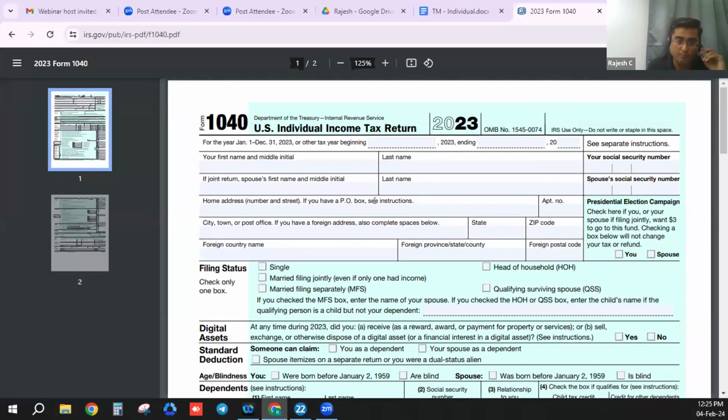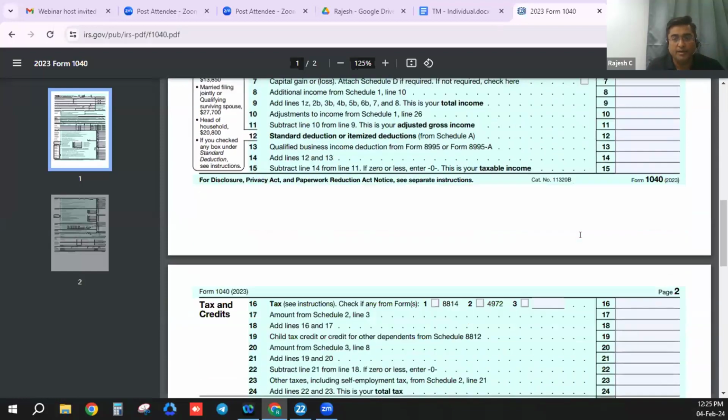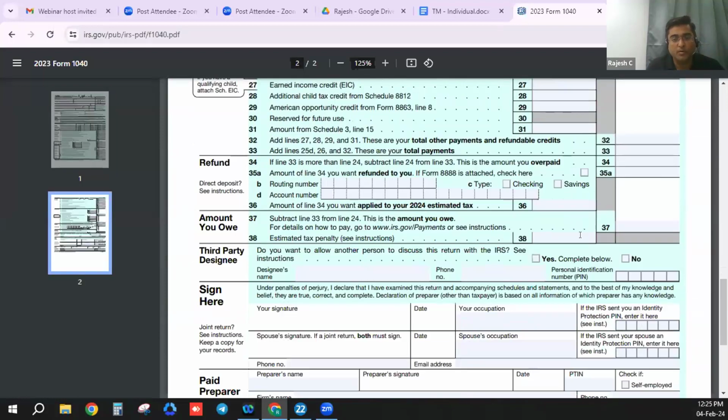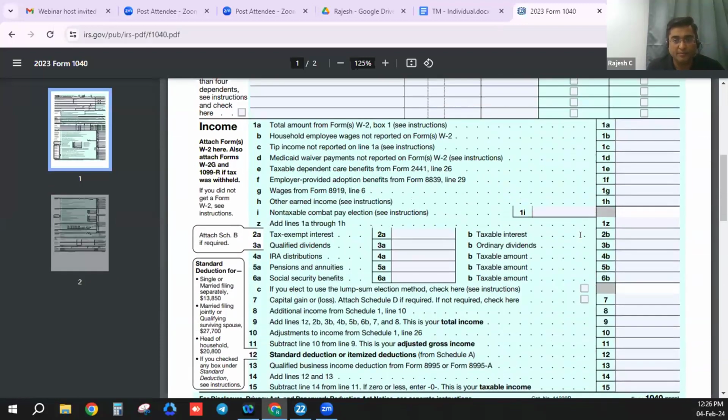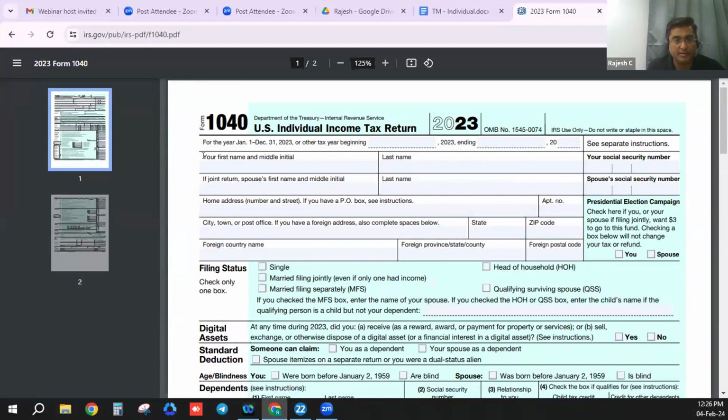So you will see this form, 1040, page number 1 and page number 2. In these, your return is almost done. Let's start with the initials, like the first name. Let's suppose Raj is the taxpayer, and there is the first name and last name, and an SSN number, social security number. In India, we have the PAN number. In the USA, we have the SSN number.